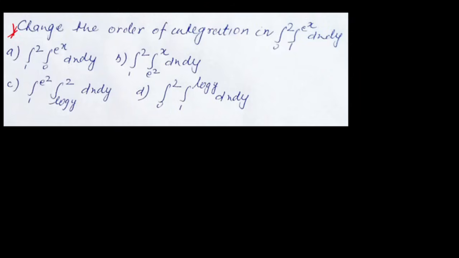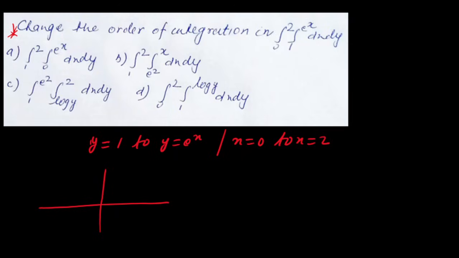This question is a very popular question. So how do you change the order of integration? It is given 1 to e to the power x, which means the limit of y is from y equal to 1 to y equal to e to the power x, and x is from 0 to 2. So first of all you have to draw this region. So y equal to 1 means this is the line y equal to 1. y equal to e to the power x is something like this. This is the curve y equal to e to the power x and this is the line y equal to 1.